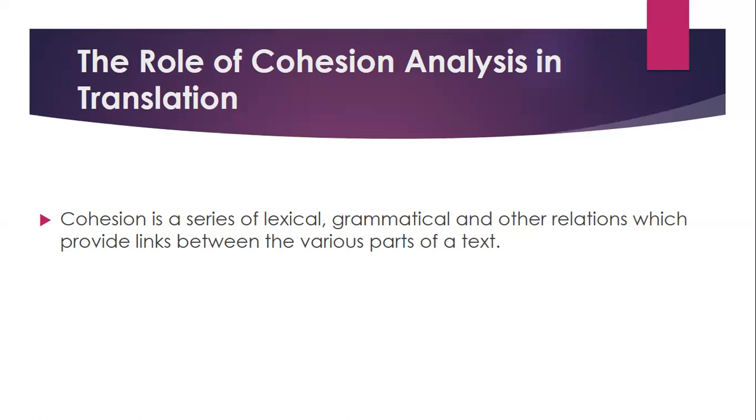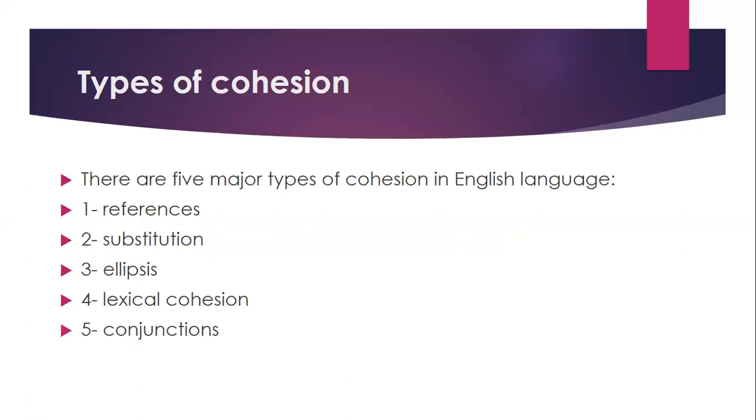So let's start with the definition of cohesion. Cohesion is a series of lexical, grammatical, and other relations which provide links between the various parts of a text. Okay, types of cohesion. There are 5 major types of cohesion in English language. The first one is reference, the second one substitution, ellipsis, lexical cohesion, and the last type is conjunction. And of course, we have to distinguish between those 5 types of ties.